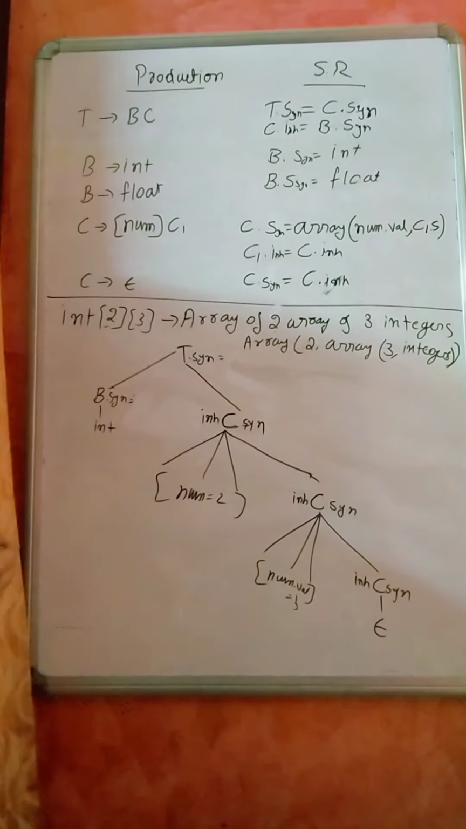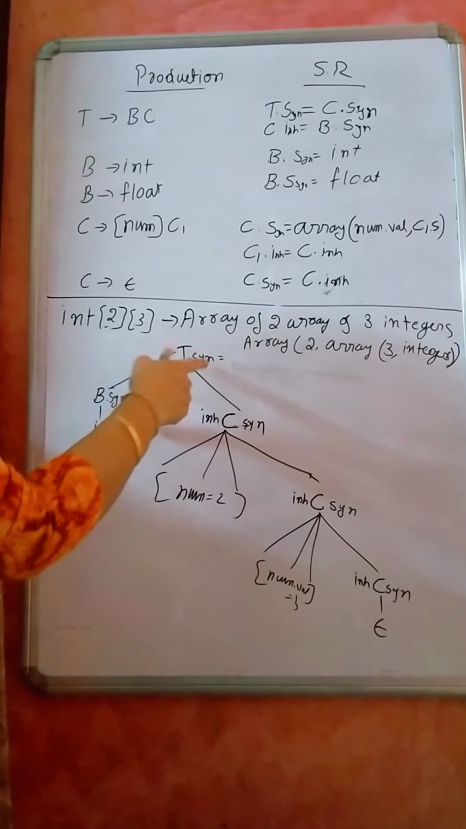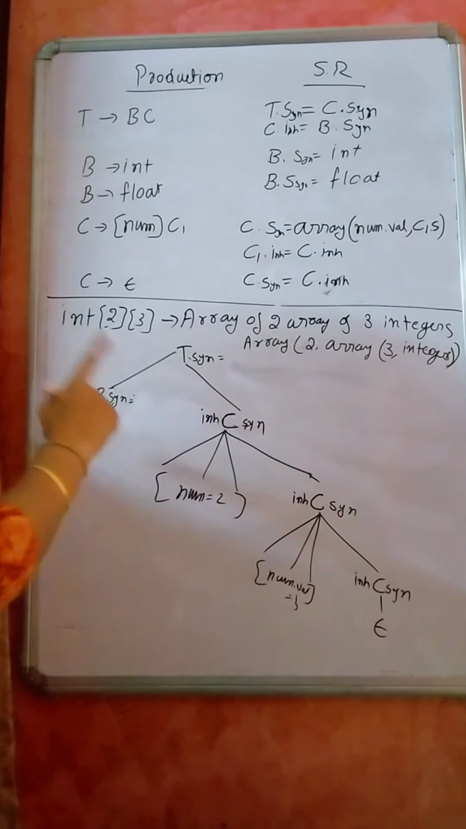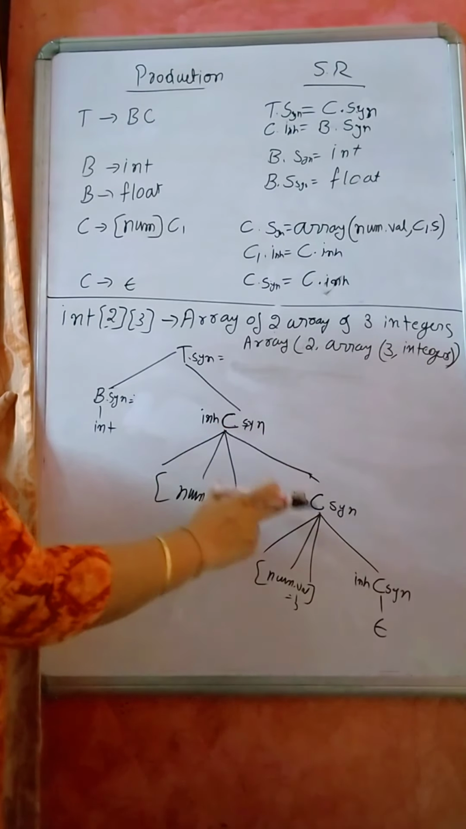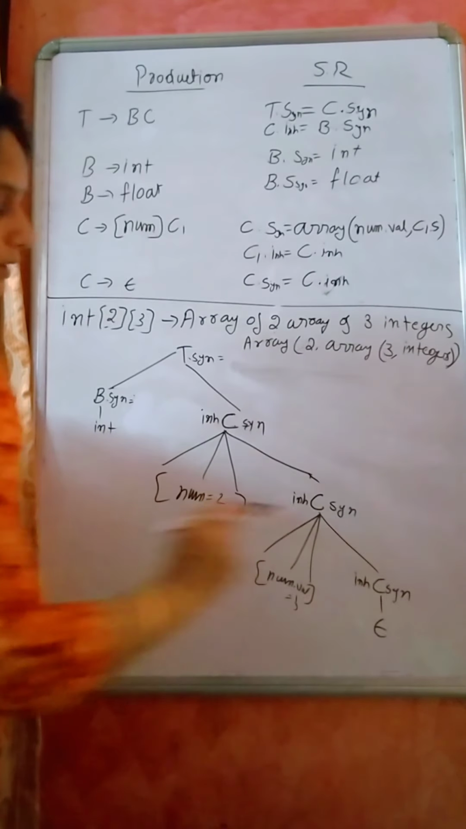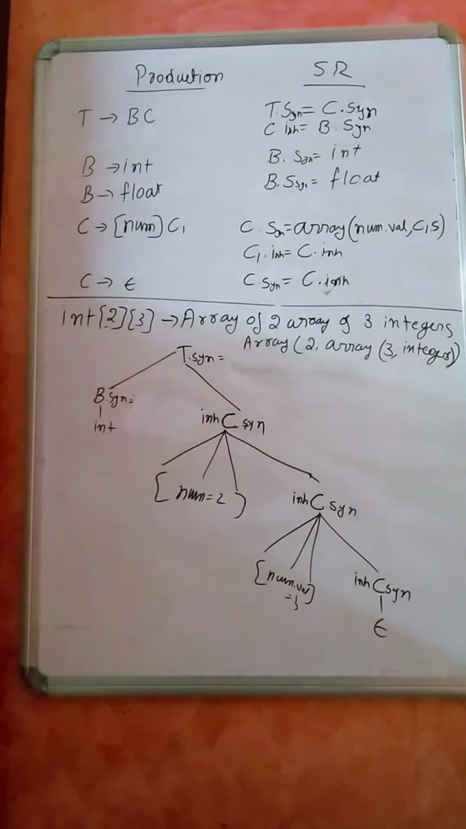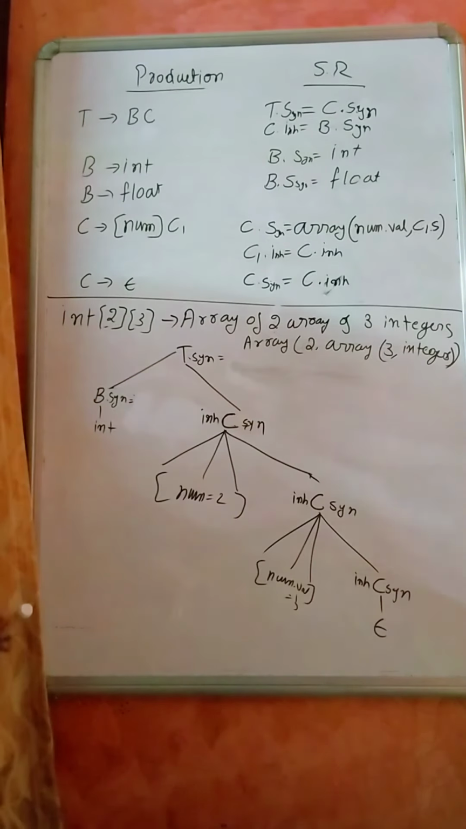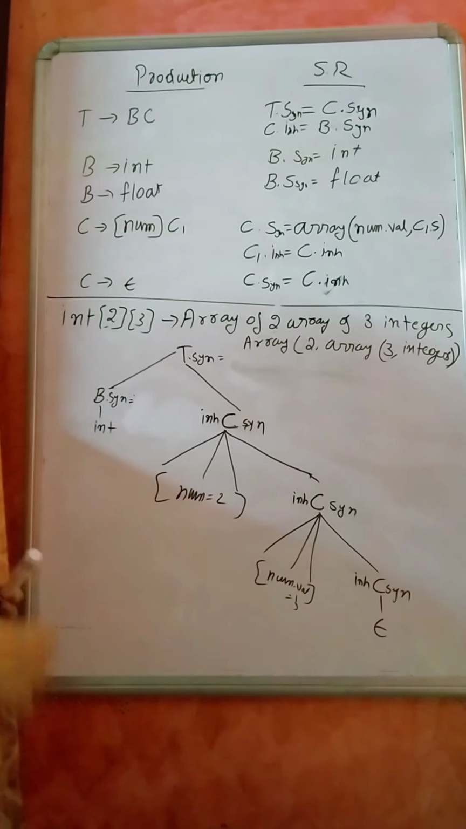An annotated parse tree is a parse tree along with the attribute values. For T, how many attributes are associated? Only the synthesis value. For B, only the synthesis value. And for C, the inherited value and the synthesis value. So wherever C is there, two attributes are associated: one is the synthesis value and the other is the inherited value. But with B and T, only one value will be associated, that is the synthesis value.